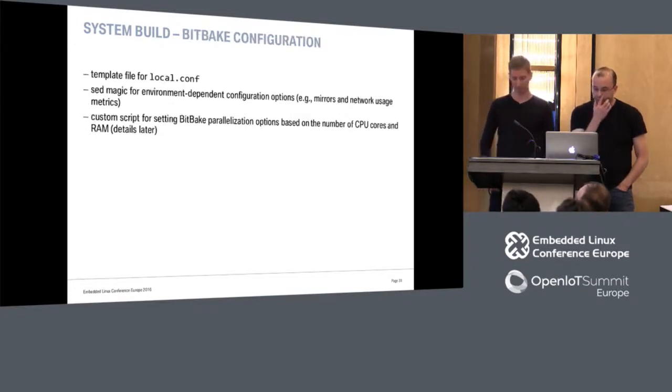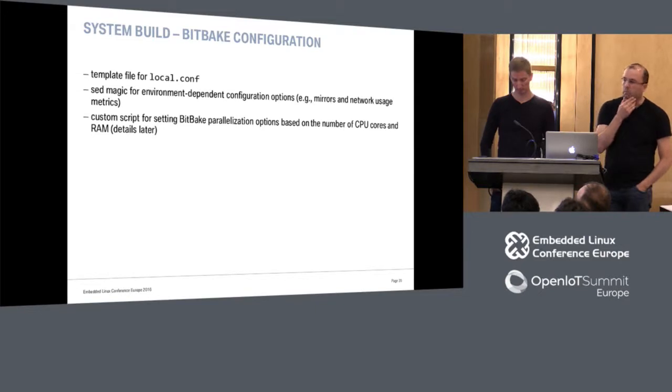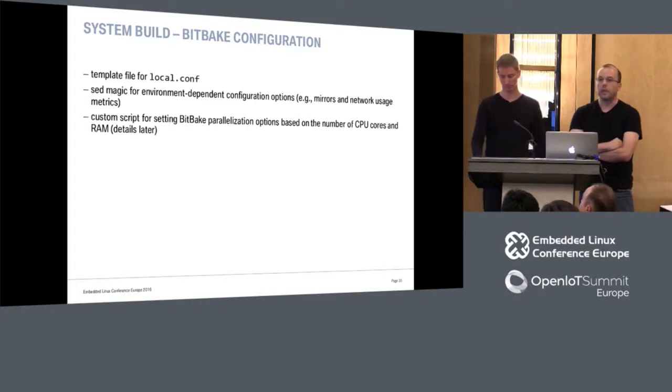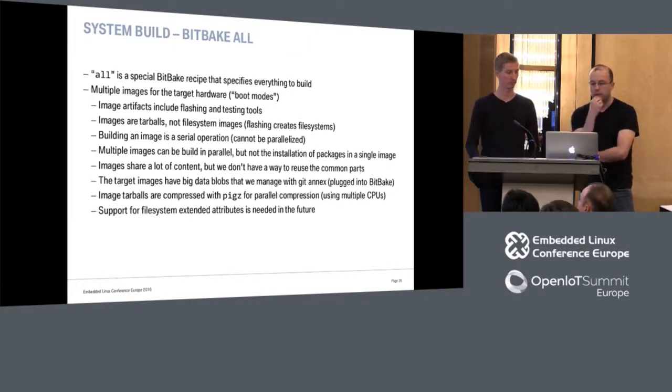For the configuration of the build system, we use the stock local.conf global configuration file for BitBake. We have some sad magic to set some configuration variables. And differently from stock BitBake, we have a little script to determine the parallelization options for BitBake. I'm going to talk a little bit more in detail about this.